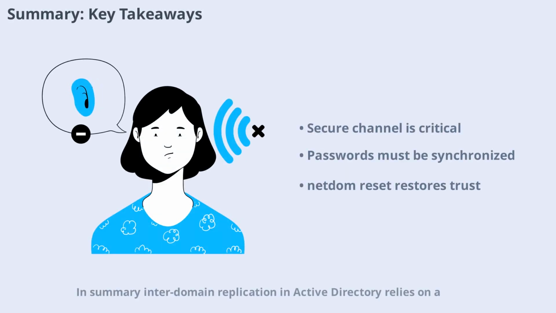In summary, interdomain replication in Active Directory relies on a secure channel maintained by the netlogon service. Machine passwords must be synchronized between domain controllers and the directory. When the secure channel breaks, netdom reset is the go-to tool for restoring trust and enabling replication. Always follow best practices to keep your environment healthy.